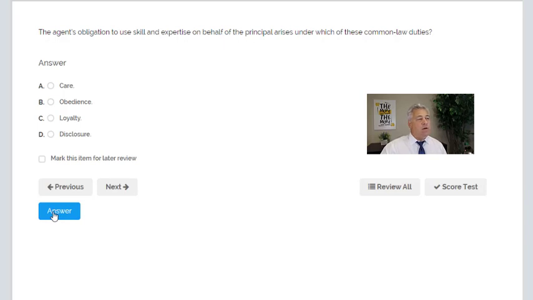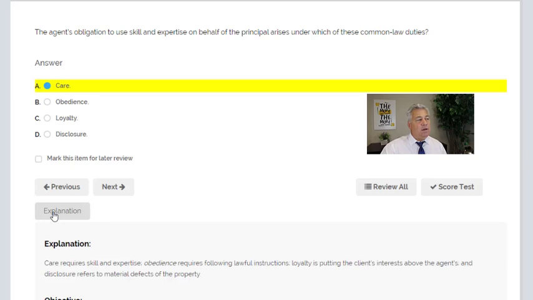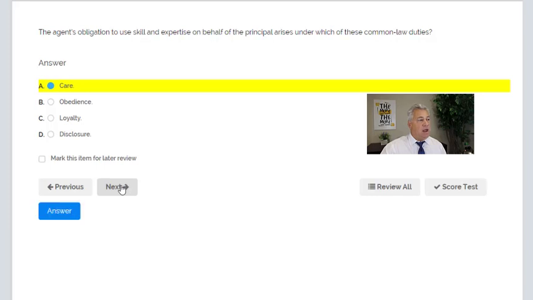That would fall under the duty of care. Care requires skill and expertise, using your education and training on your client's behalf. Obedience requires following lawful instructions. Loyalty is putting the client's interest above the agent's, and disclosure refers to material defects of the property. Care is the answer, A.